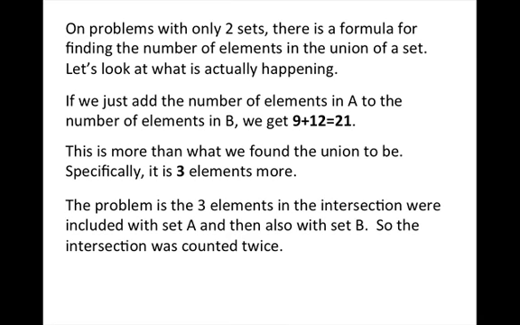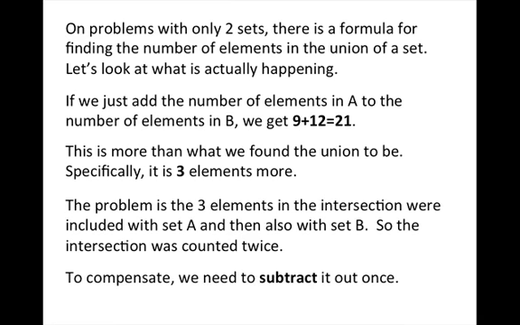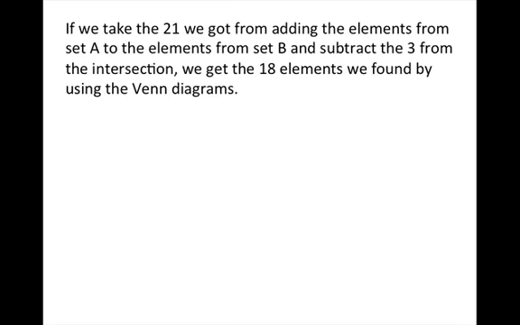Since those 3 elements have been added twice, what I'm going to do is subtract them out one time. I only want to count those 3 elements once. So if we take the 21 we got from adding the elements of set A to the elements of set B, and then subtract the 3, which are the 3 from the intersection, we would get the 18 elements that we found using the Venn diagrams.